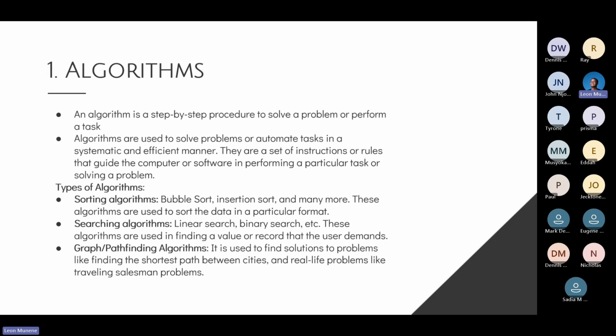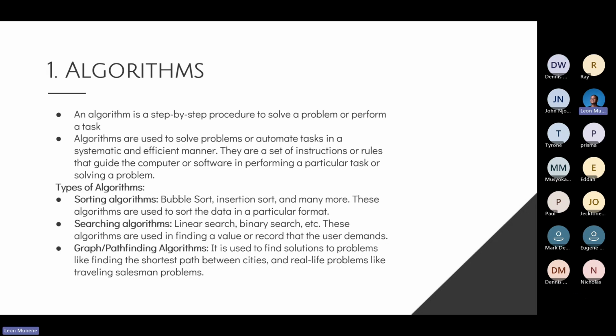They are a set of instructions or rules that guide the computer or software in performing a particular task or solving a problem. You could write maybe an algorithm to add two numbers together, to divide, to multiply, and then you put them together to form a calculator. You could write an algorithm to sort a list, to search for a number in a list, or to search for a number in a graph. All of these are algorithms, and we just write them so that you can tell the computer to do something in a particular way, in a particular pattern, to solve a problem or perform a task. That's all algorithms are. They're not that complex. You write them all the time without knowing it.